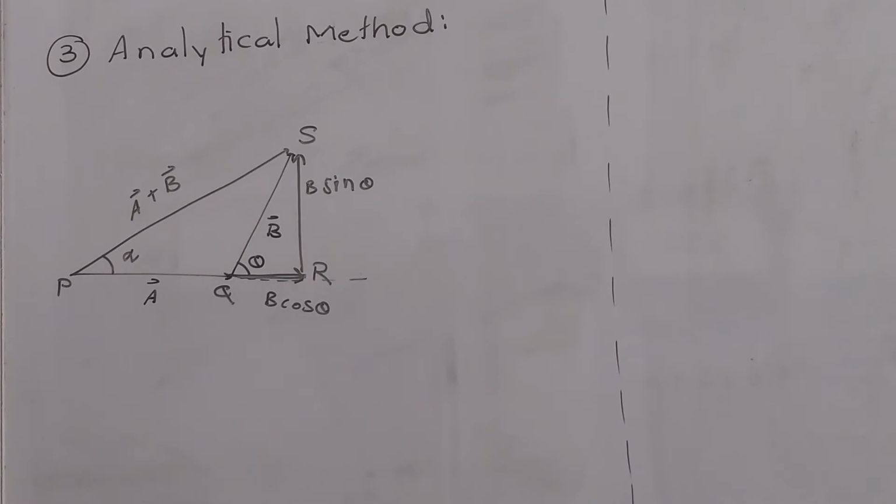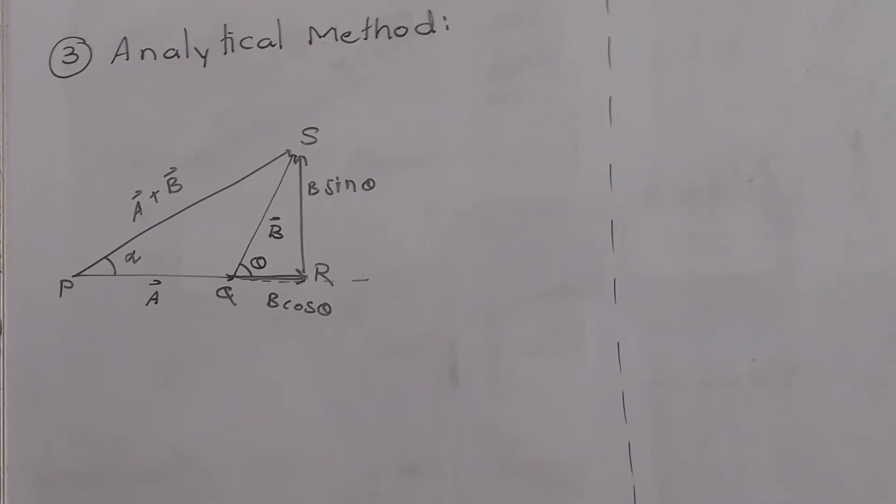I have just marked the points P, Q, R, S, and I have just drawn by triangle law what is vector A plus vector B. This vector will be vector A plus vector B. In short, I am calling that vector as vector R. That means vector A plus vector B is equal to vector R. And then I will be using Pythagoras Theorem to solve the question.